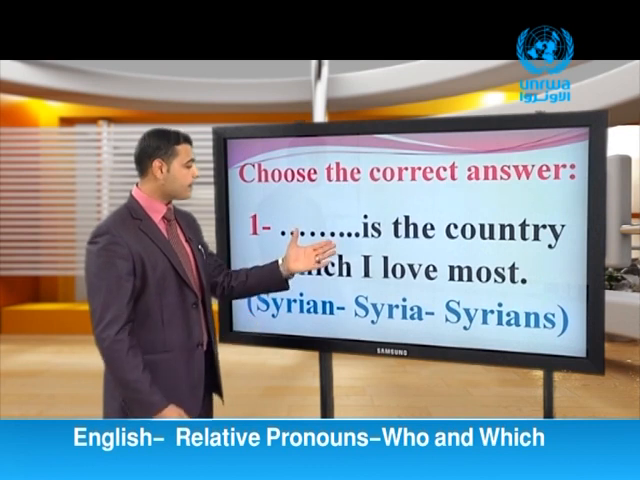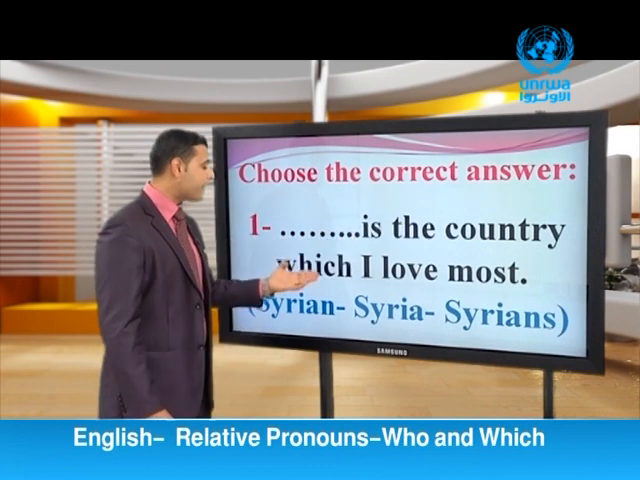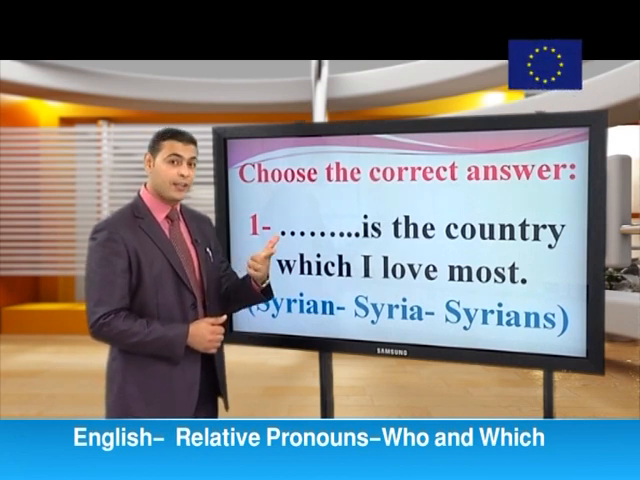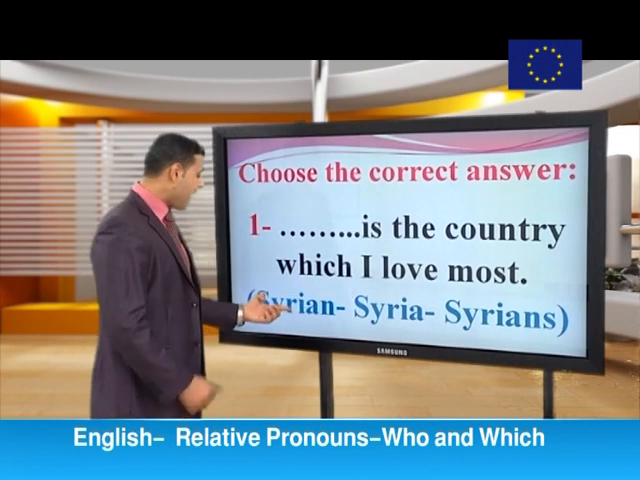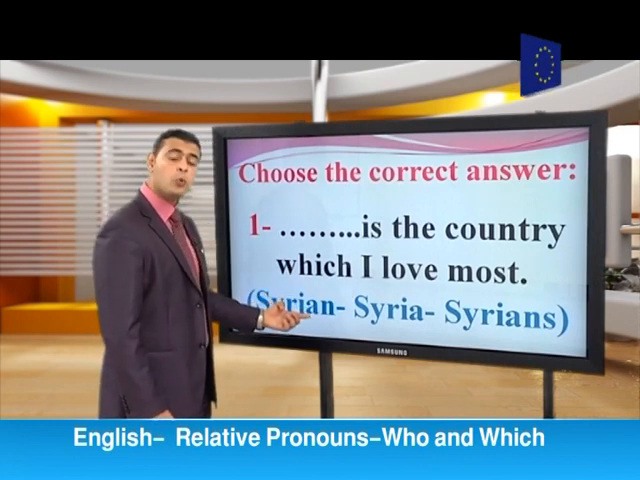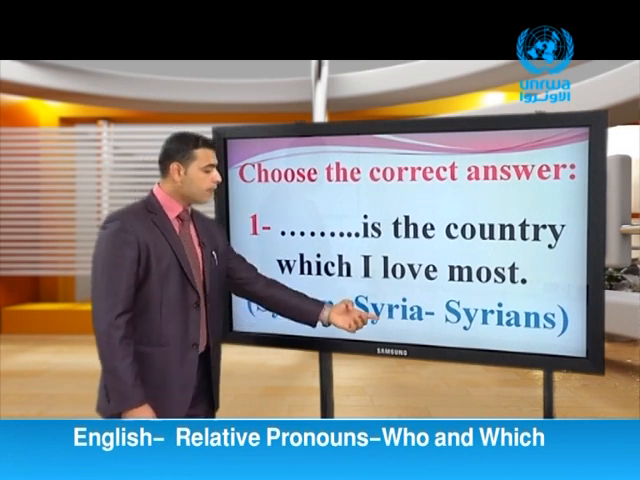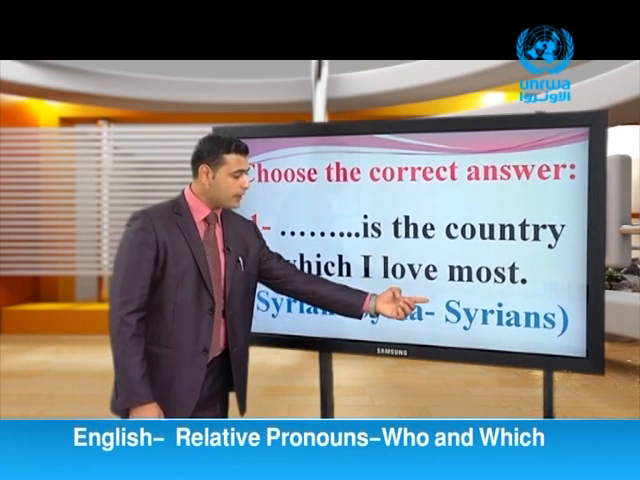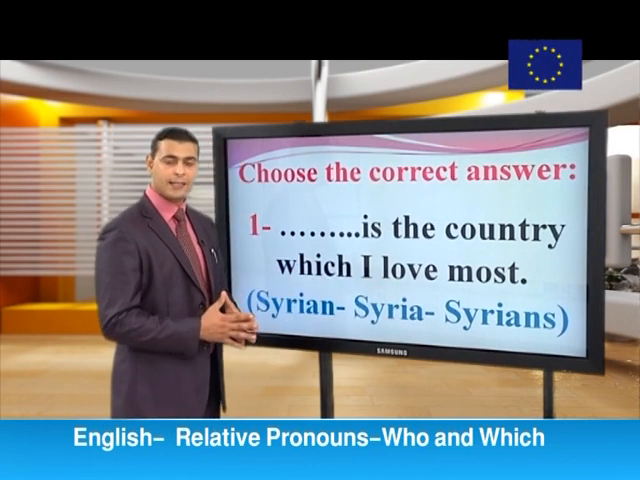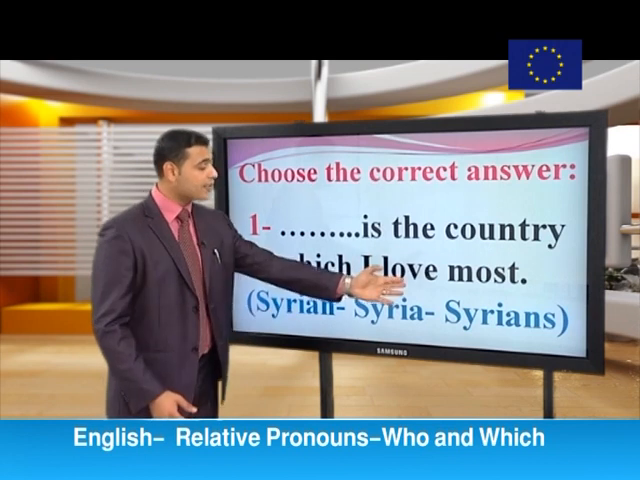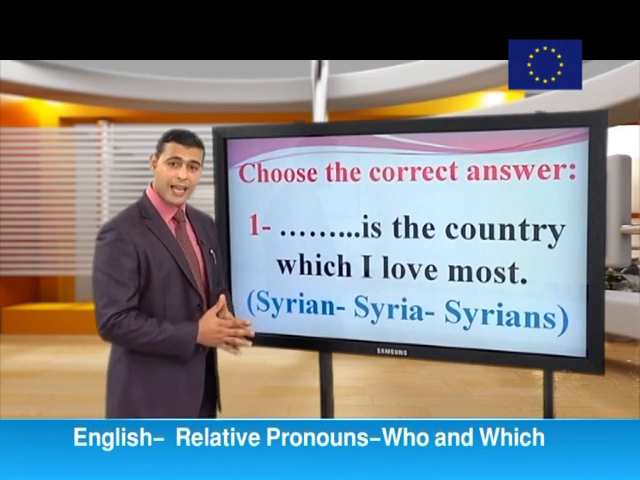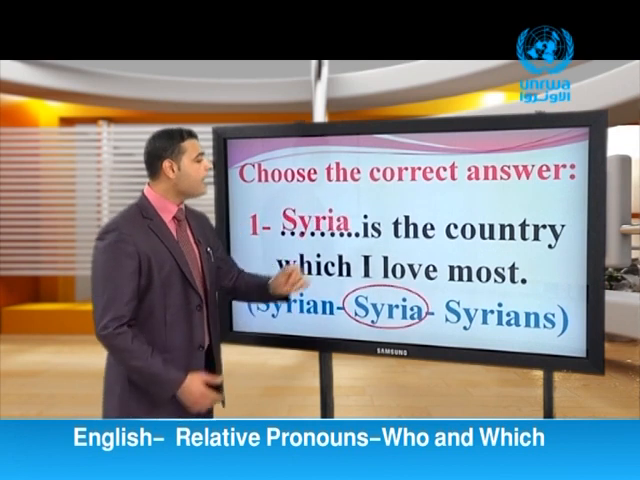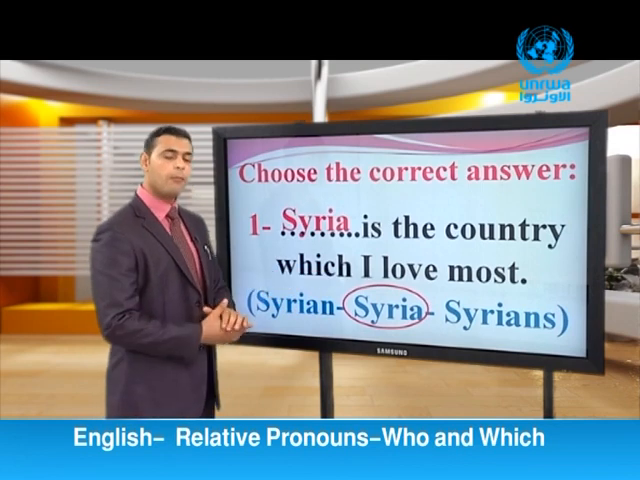Here, let's look at the sentence. Is the country which, التي, which. Here, which is used with animals and things. So, the first choice, Syrian, سوري, أي شخص سوري. The second choice, Syria, سوريا, دولة سوريا. And the last one, Syrians, السوريين, الناس السوريين. Here, the first and the last choices are people. So that the correct choice is Syria. Excellent. Syria is the country which I love most.